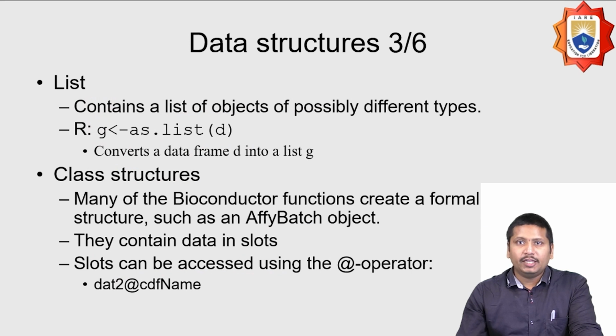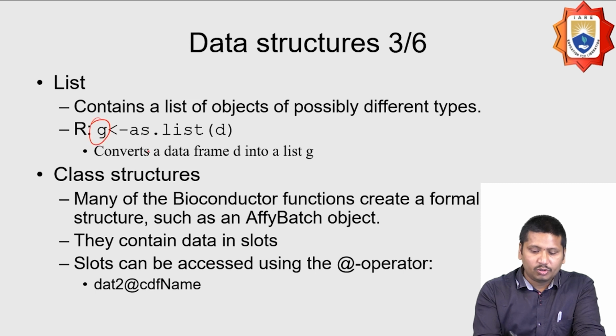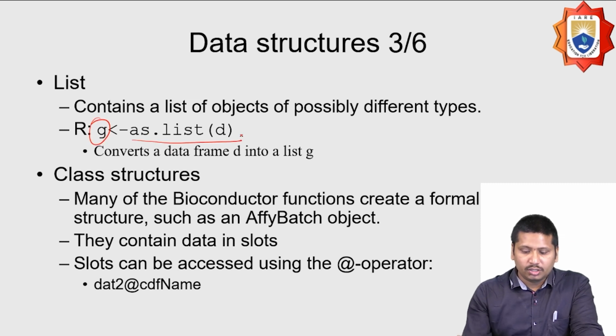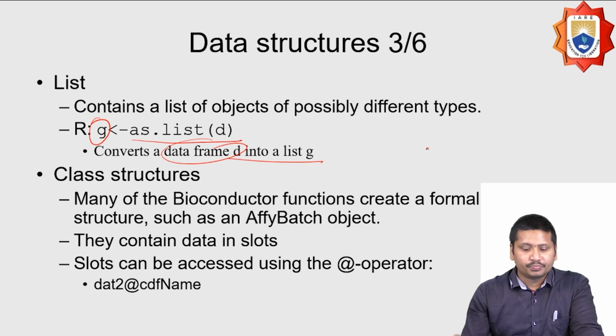And the next one should be a list. A list is nothing but a list of objects of different types. How can I do that? In the same way, I can take an object as.list of d, where I can convert the data frame into a list.